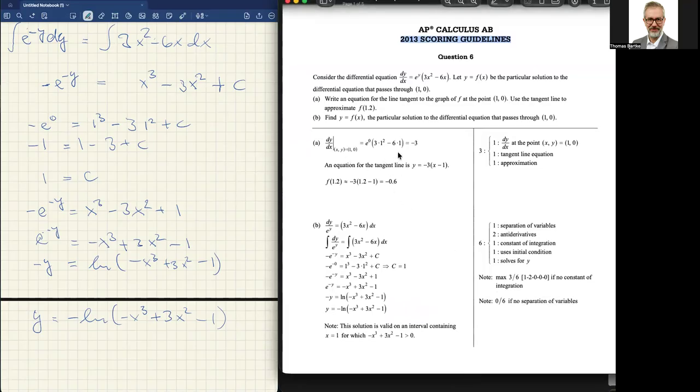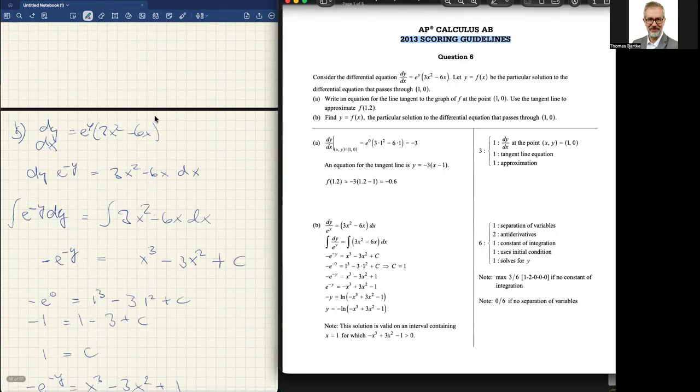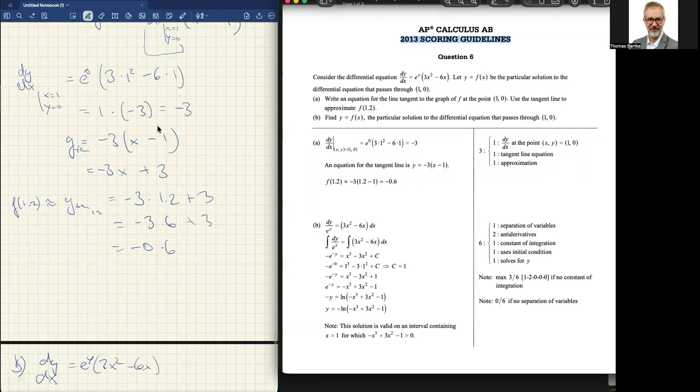Okay, the first one is negative 0.6. Here, check how you're getting the points, right? 3 points available. dy/dx at point 1, 0, tangent line equation, and approximation. So 3 pieces, right? We got the first one, evaluating dy/dx at the point. Then the equation for the tangent line, where you use this slope here and use the point to make the equation happen, and then use this equation to find an approximation for f of 1.2, and that is negative 0.6. I think we got all of this. Yeah, we got all pieces of that.